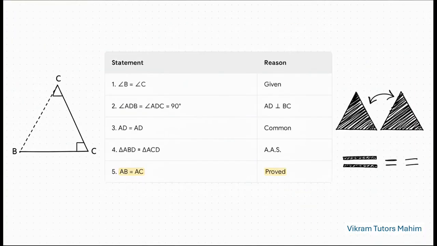And the proof is just as slick. We use the exact same move as before. Drop that line AD down the middle. So here's what we know. We're given that angle B equals angle C. We know that both angles at D are 90 degrees.